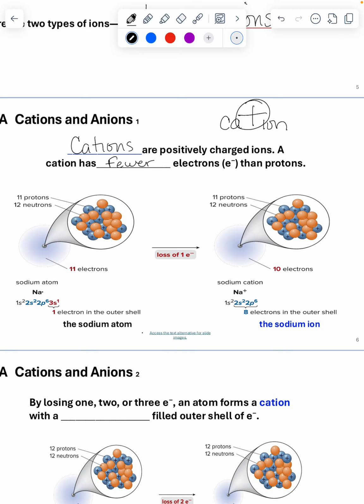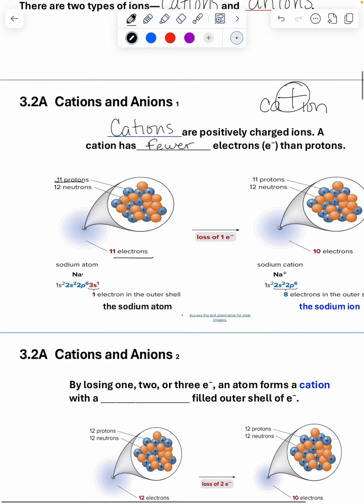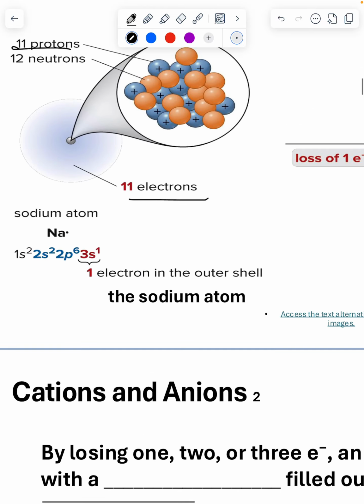Let's review the electron configuration for sodium. We have 1s2, 2s2, 2p6, 3s1. So remember that at the very end are our valence electrons, and so sodium being in group 1 has 1 valence electron, and we can see that here in the electron configuration.